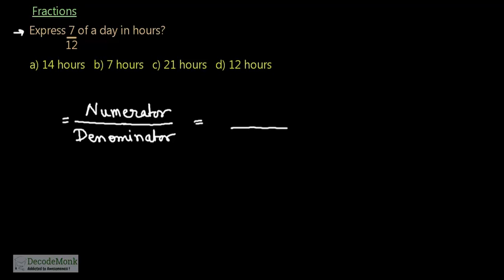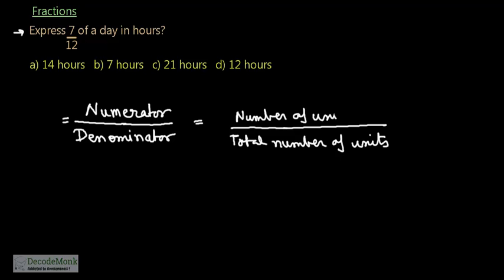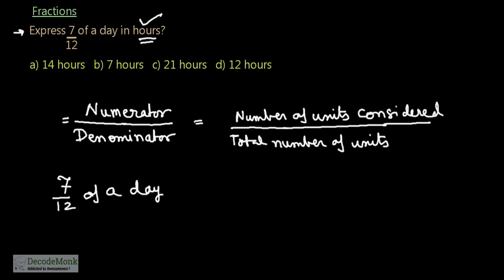And this denominator is basically the total number of units and the numerator is the number of units considered. That means what we are talking about is the number of units under study. So basically the question is 7 by 12 of a day. 7 by 12 of a day we have to find out. So what will go into the denominator?